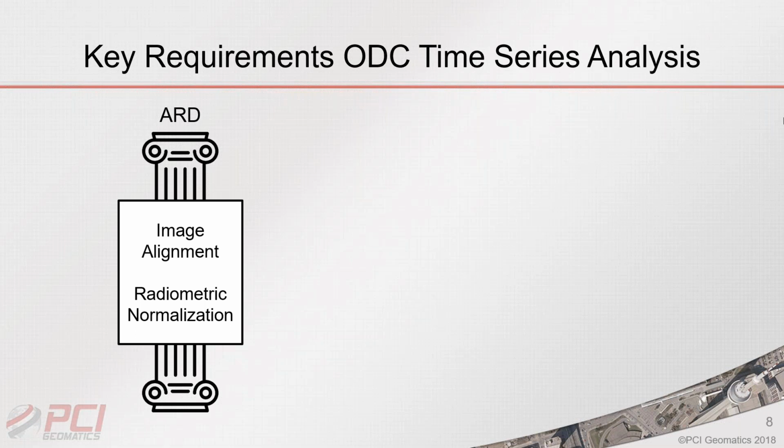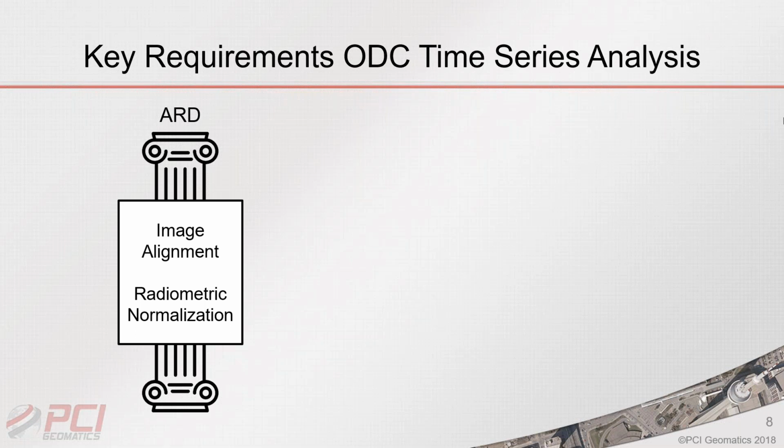And ARD for us breaks down into two components. The first component is image alignment. So if you're comparing an image over a particular location and you're collecting an image from either the same sensor at a different viewing angle or a different sensor over the same location, you inevitably will have small shifts between your data. So we have developed technology that really allows you to bring all of your data into common alignment.